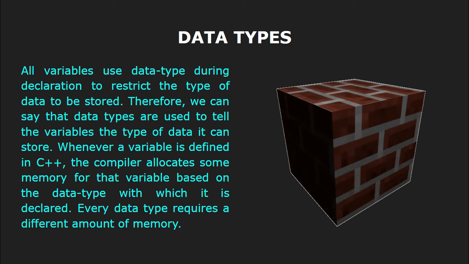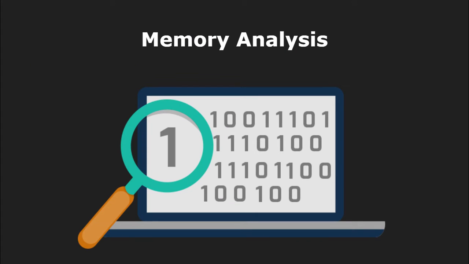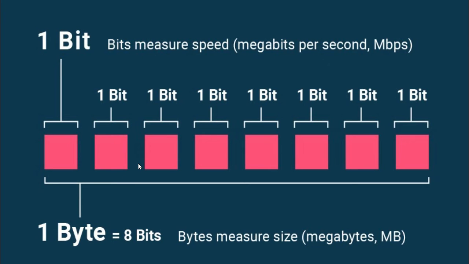So friends, moving further, let us see how our memory analysis basically works. As you know, 8 bits is equal to 1 byte. So what does a bit mean? A bit is the smallest memory block in our computer system. When we combine 8 bits together, it constitutes 1 byte. So you need to remember this.